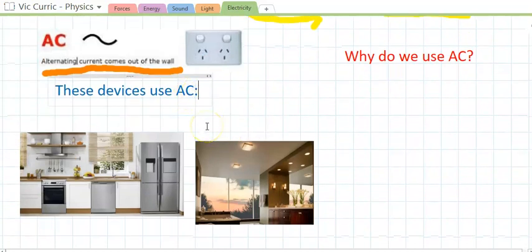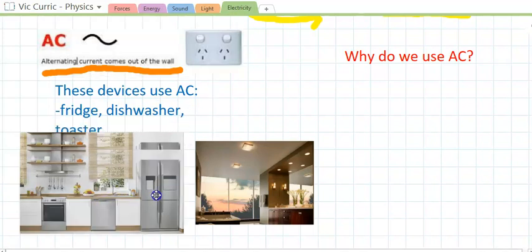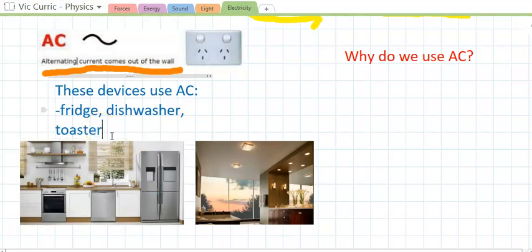That means any device that you plug into a power point, or most devices, are going to use AC power. So think about all those appliances in the kitchen, the fridge, the dishwasher, the toaster, whatever you use, plus all the lights that are connected to your house's circuit as well, and any lamps that you plug into the power point too.